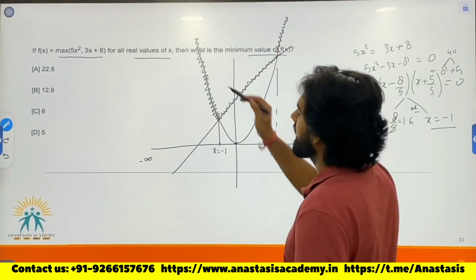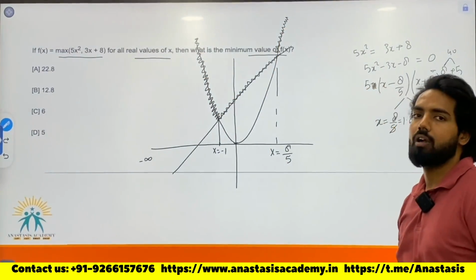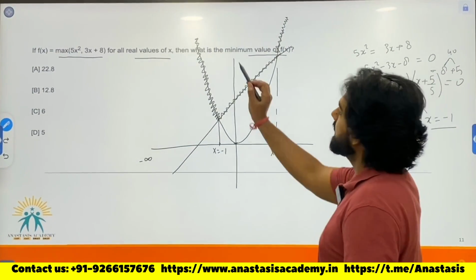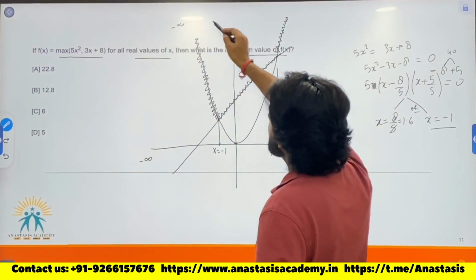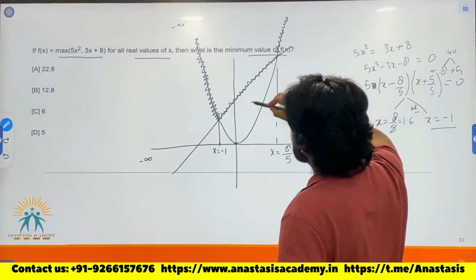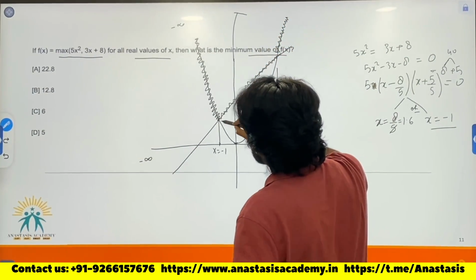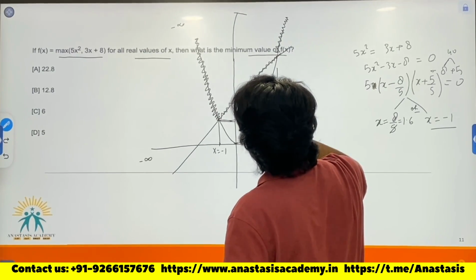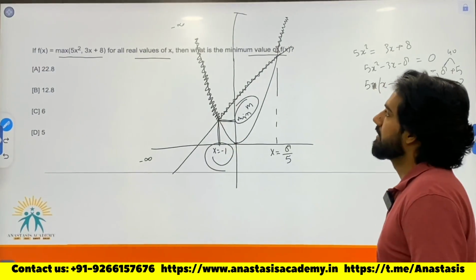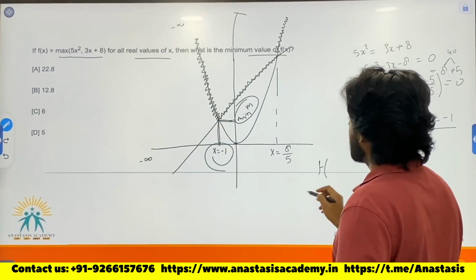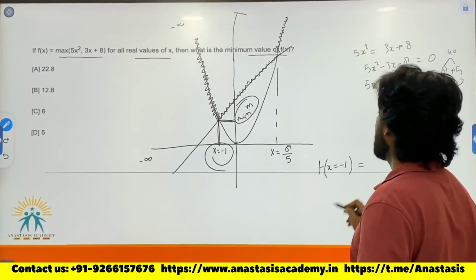So the graph of my function f of x would be this parabola, then a straight line, and then this parabola. I need to find the minimum value of this function. The value of this function on the y-axis would be plus infinity at minus infinity, and decreases till this point. It will be the minimum point of my function, which exists at x equal to minus 1. So the minimum value of function f of x will be at x equal to minus 1.